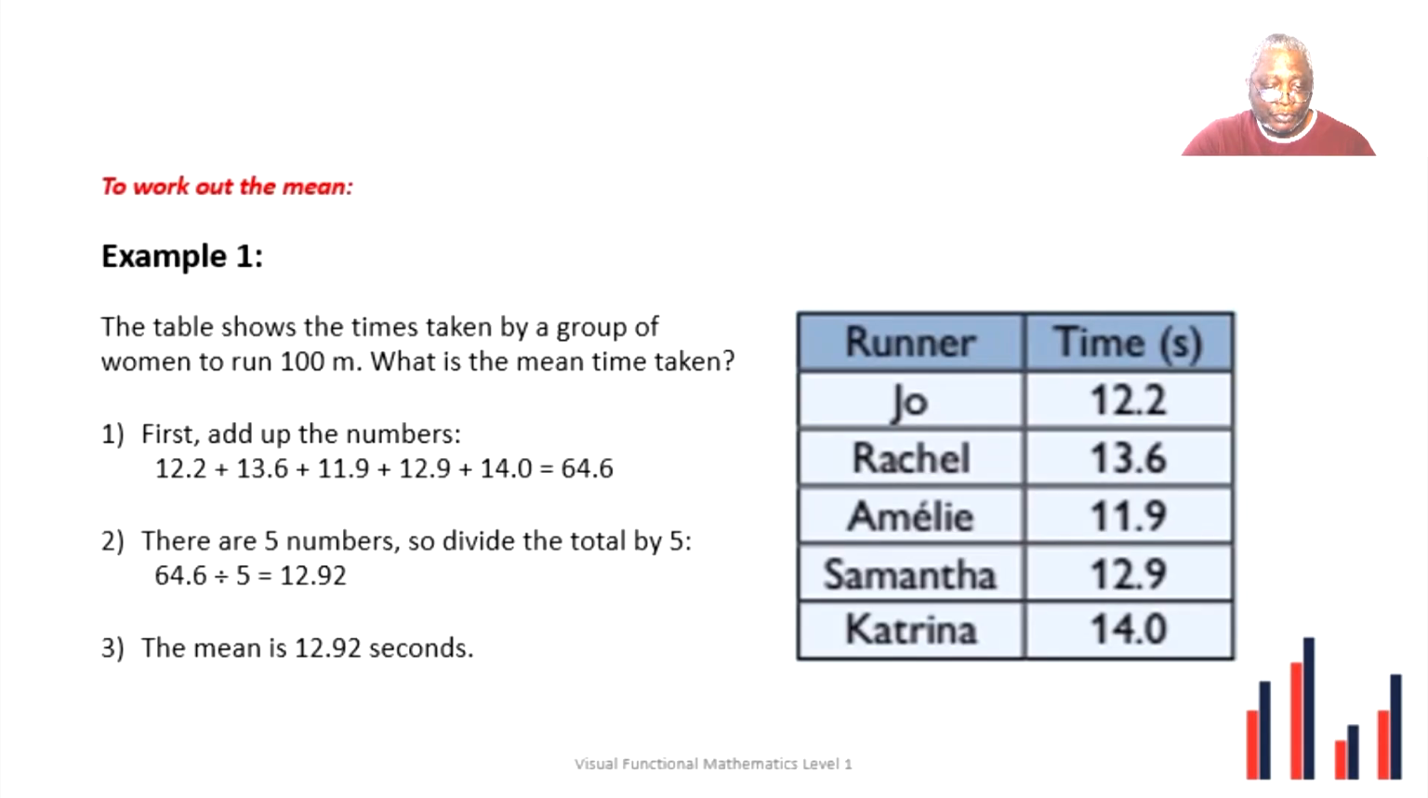Example. The table shows the times taken by a group of women to run 100 meters. What is the mean time taken? What you do is get all the women's times, add them together and divide by the number of women. In this case, there are 5 of them. Once you've done that, if you have to produce a chart to show them, you do a frequency table as you see on the right, and then you present it.